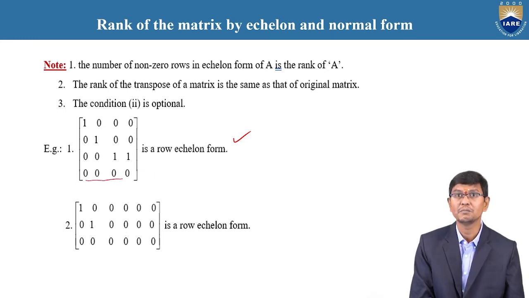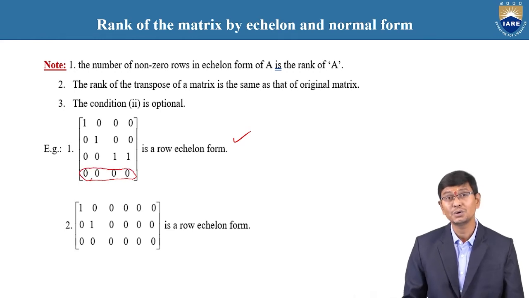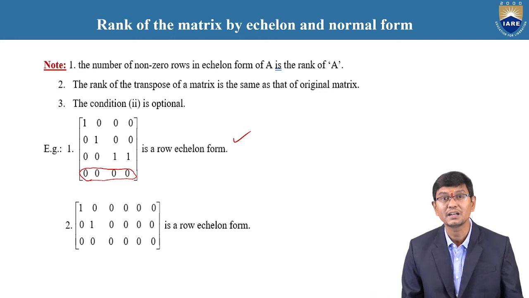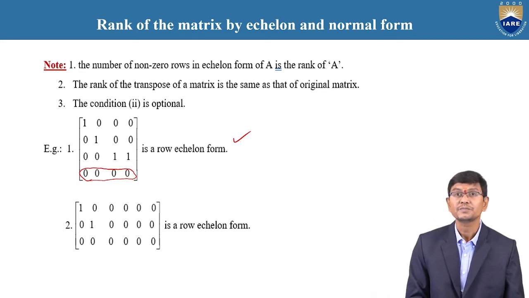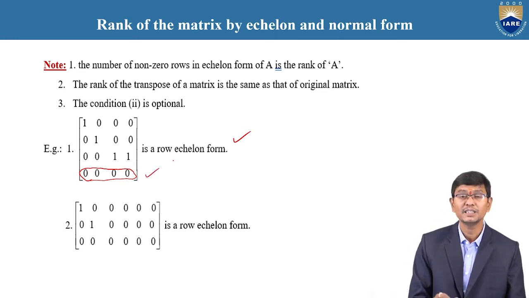And here, for example, in this given matrix, the first example, there is a zero row available. As per the echelon form of a matrix, if a zero row is available, you need to consider it as the last row. Therefore, the first condition is clearly satisfied.